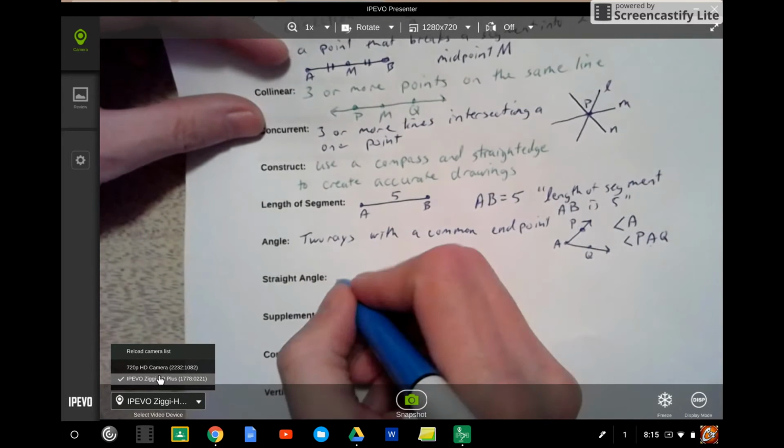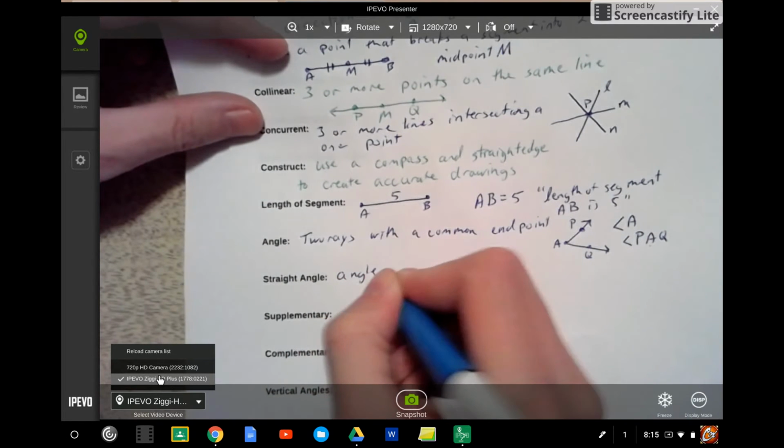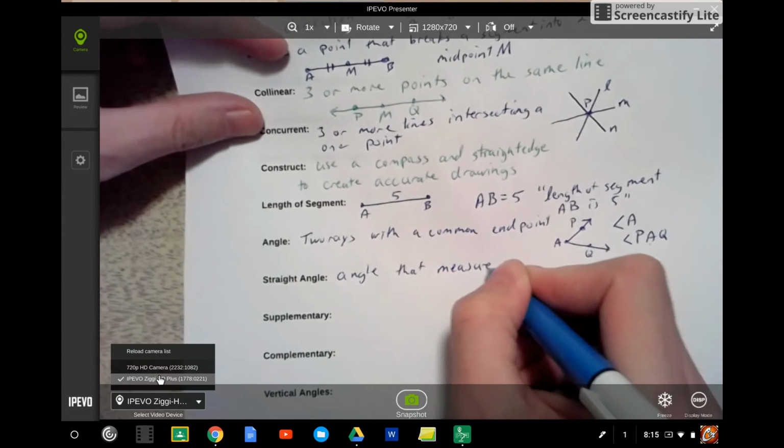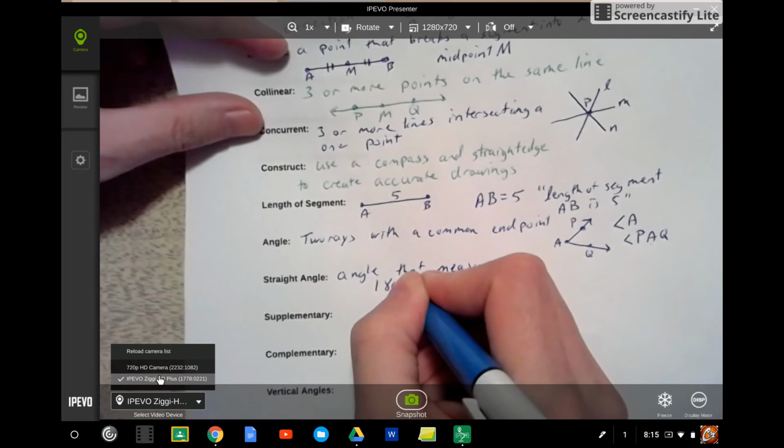A straight angle is an angle that measures 180 degrees. Okay.